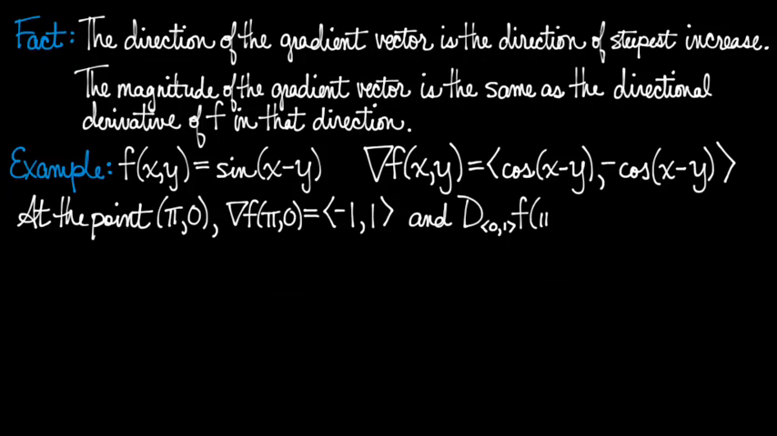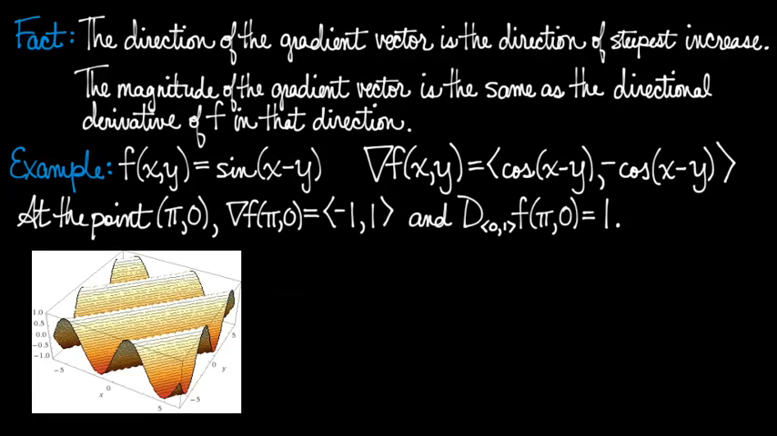We also computed the directional derivative in the direction (0, 1) and found that it was equal to positive 1. Here's a graph of the surface f. It's a bit like corrugated cardboard, where if you slice it in the x or y direction, you would see a sine wave in profile.